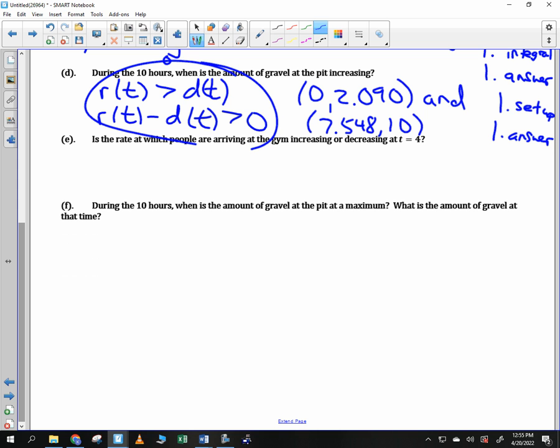Is the rate at which the gravel is arriving at the plant increasing or decreasing at time equals 4? R prime of 4 is negative 0.444. Okay? And so therefore it is decreasing. One point for your answer.